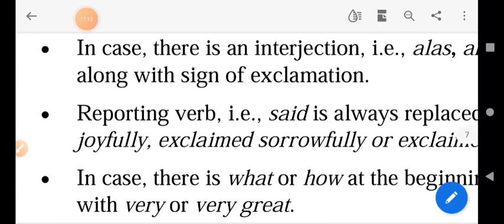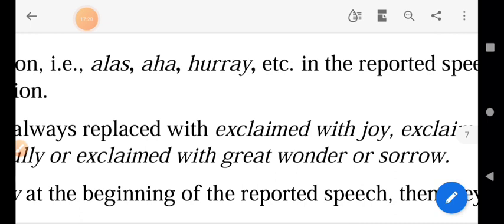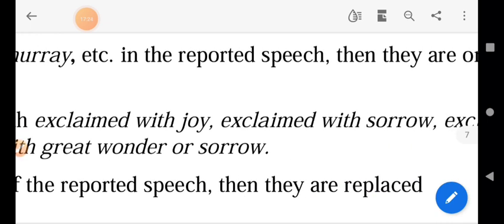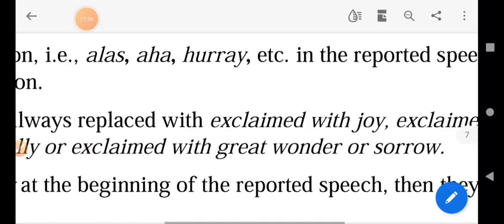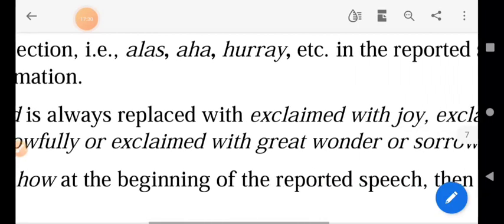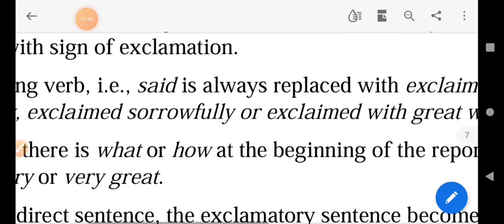joyfully. If you want to use the adverb directly, we should not use the preposition or noun form. Joy is a noun form, and sorrow is also a noun form. And here, exclaimed sorrowfully, exclaimed with great wonder, exclaimed with sorrow. These are the expressions we have to use in reported speech when the sentence is changed from an exclamatory sentence.